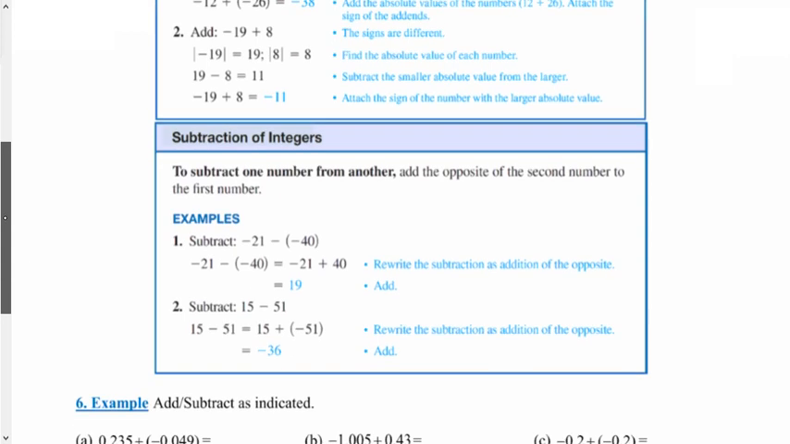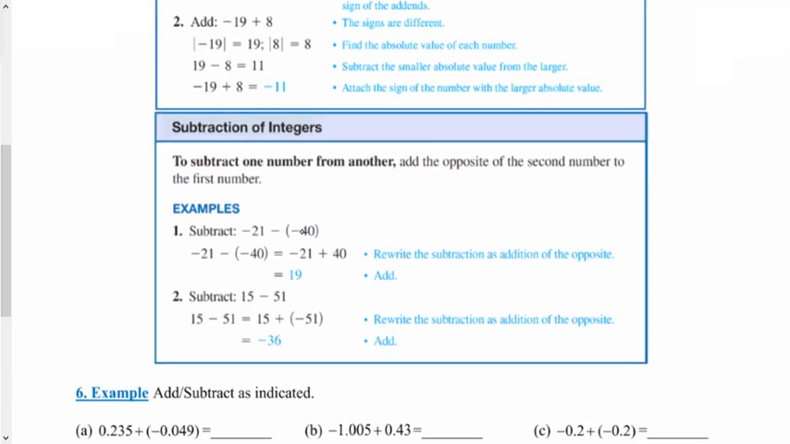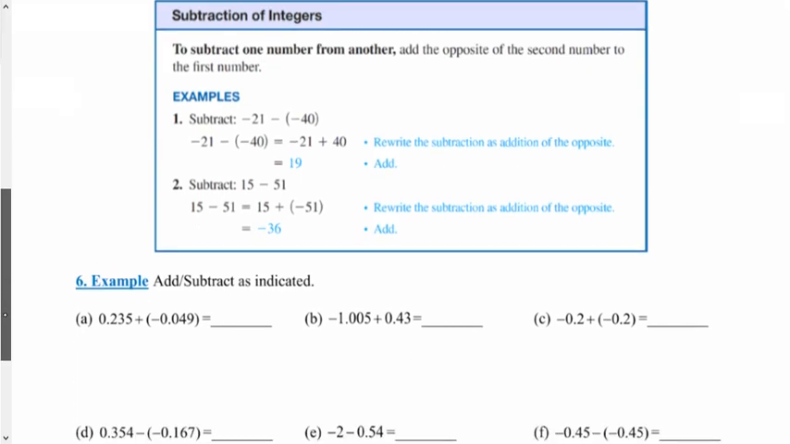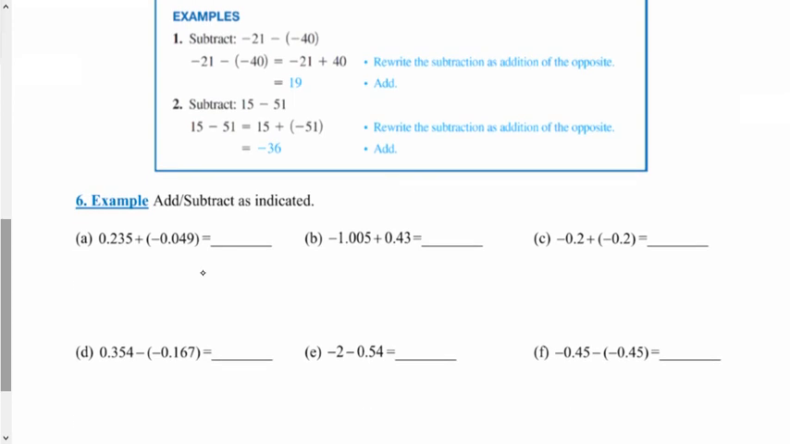If you're subtracting integers, minus a negative becomes plus a positive. And if you're just subtracting, then you just have to see which one is bigger, and you'll keep that sign. Okay, so here we go.